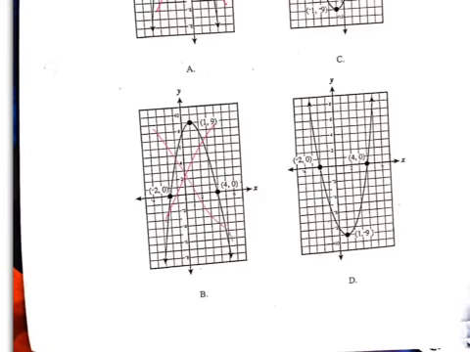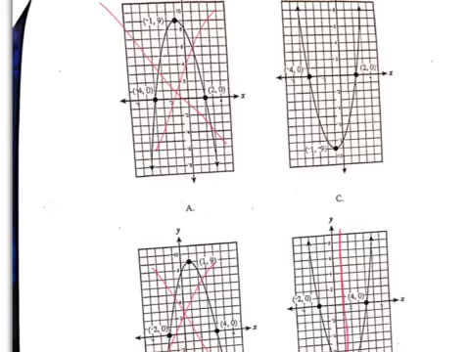So now I have to decide, let's look at the middle. The middle of this one is right here at x equals 1. And the middle of the other one is over here at x equals negative 1. I think we actually did this one in class from the other practice test.